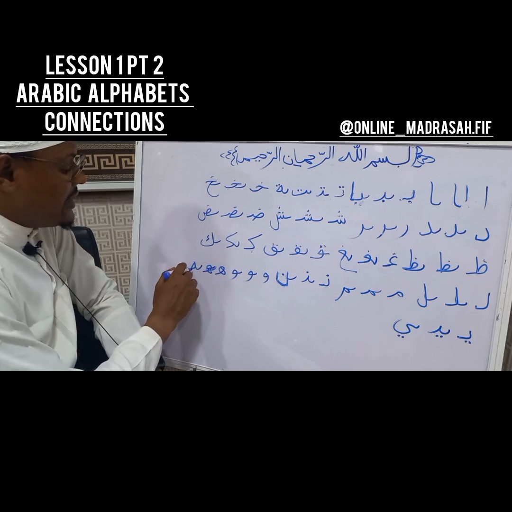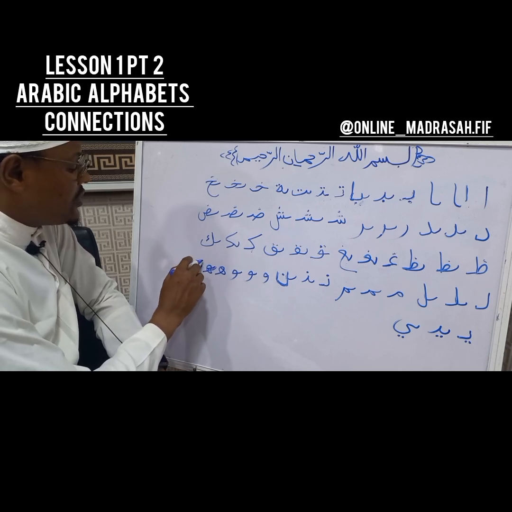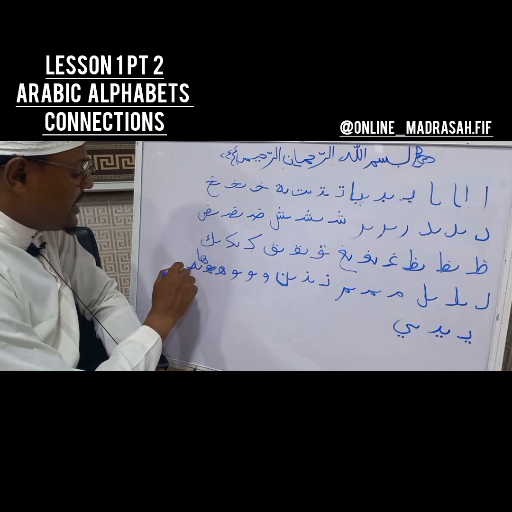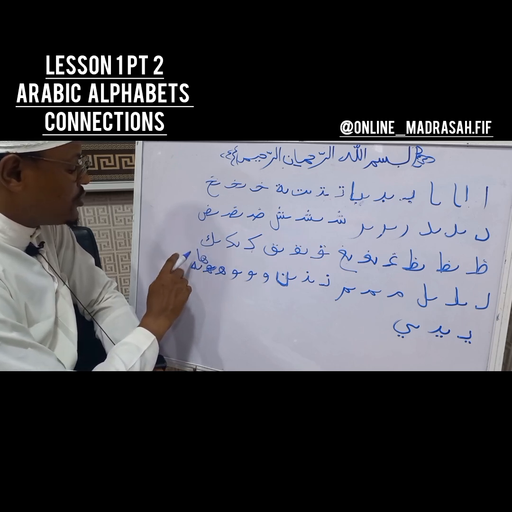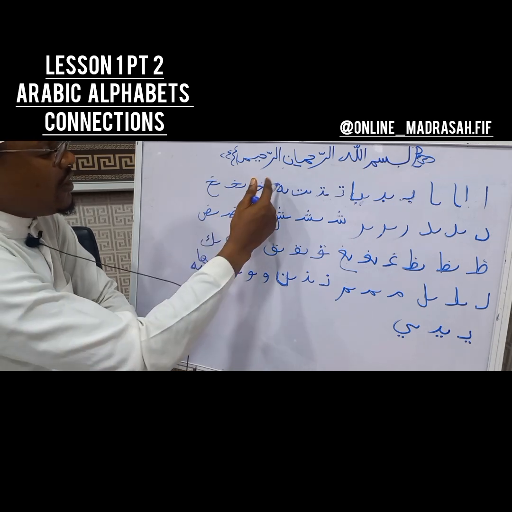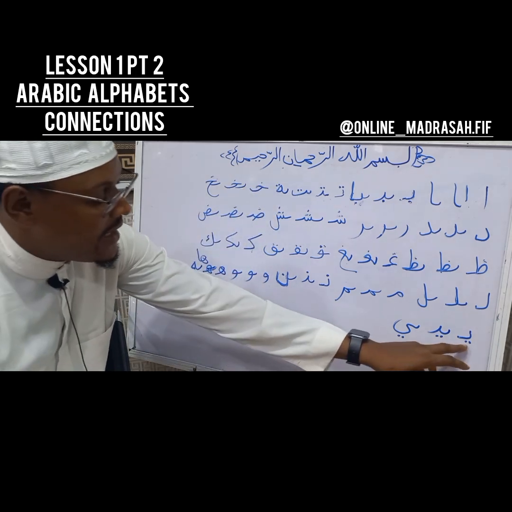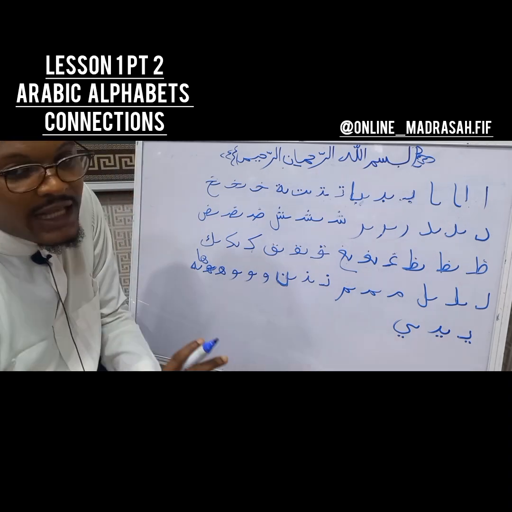This is how Ha looks like at the end. Only if it is with what? With Maddu, like this. But at the end it looks like this, just like Ta Marbuta but without dots. Ta Marbuta here with two dots. Then we have Ya in the beginning, Ya in the middle, and Ya in the end.